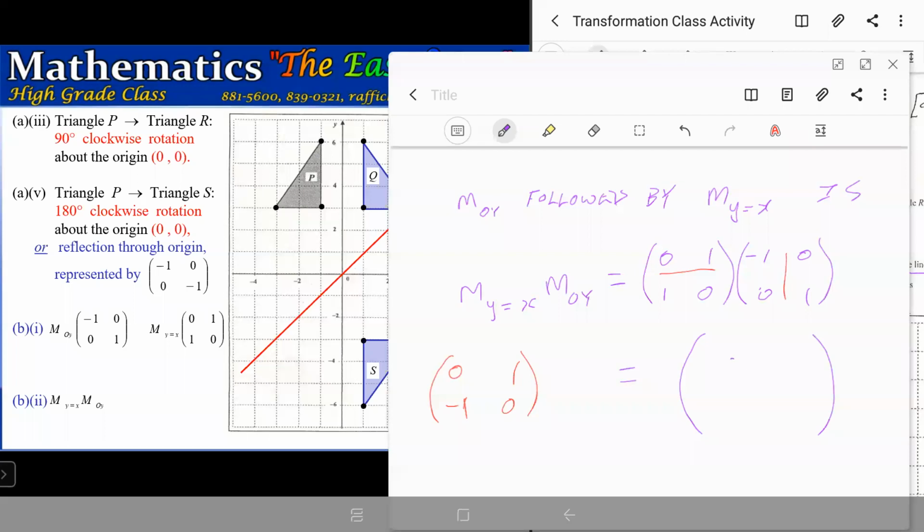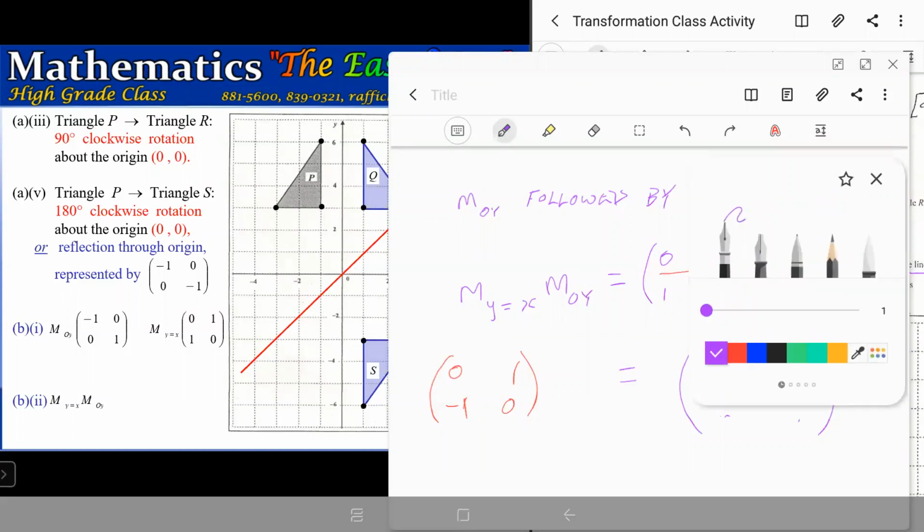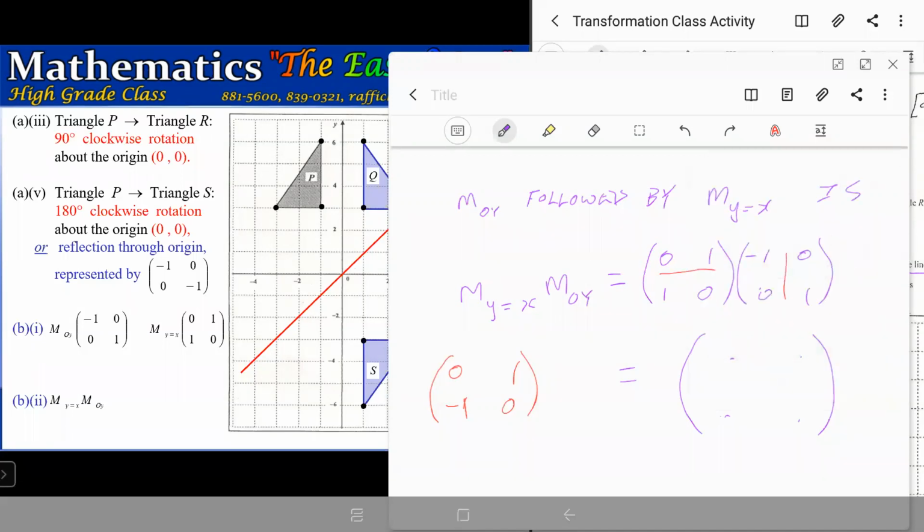Let's look at it. 4 values. This value first: this row times this column. It's going to be 0 times this, 0, and this times this is 0. So the first value is coming out as 0 right here, which is supposed to be 0.